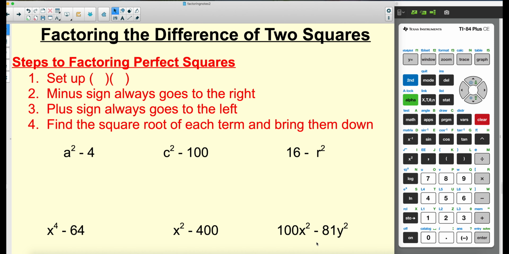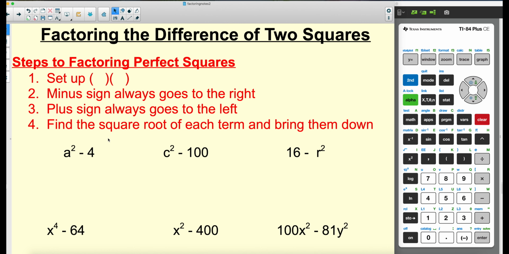All right. So basically, if you just read through these steps and follow each step, you will always get this question right when it comes up. Real quick, the first step says to set up two sets of parentheses when you're factoring perfect squares. Your minus sign will always go to the right. We'll talk about what that means. It's very simple. The plus sign will always go to the left. And then finally, guys, all you have to do, like in the previous lesson we just did, is find the square root of each perfect square and you just bring them down. Simple. That's all it is.